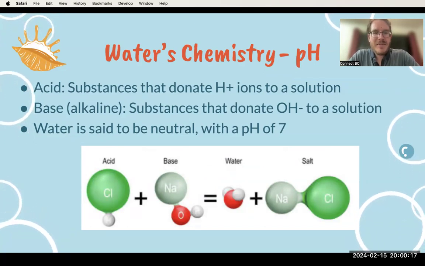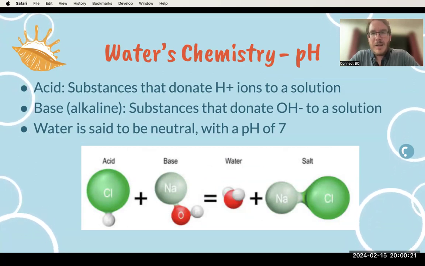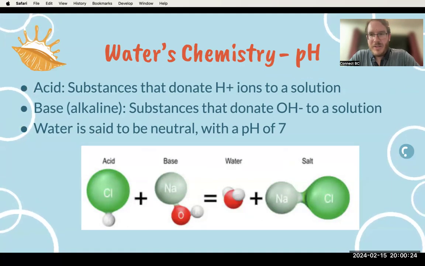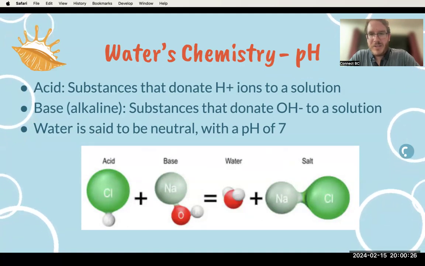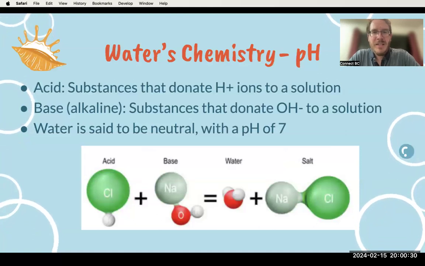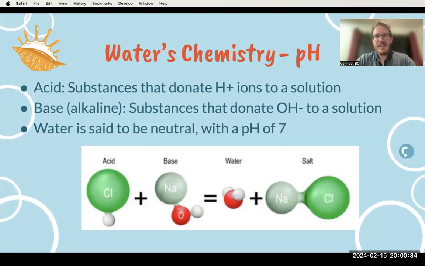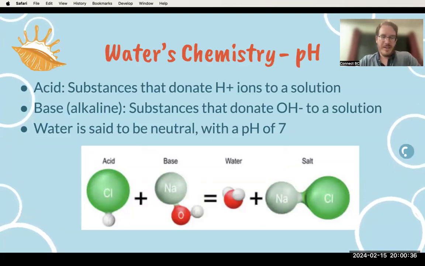So an acid is defined as something that donates hydrogen ions to a solution, and they tend to be very corrosive as a result. They inspire chemical reactions because anything with a plus wants to react and do stuff. And so battery acid has a lot of hydrogen ions floating around. It wants to react, and as it reacts, it will corrode things.